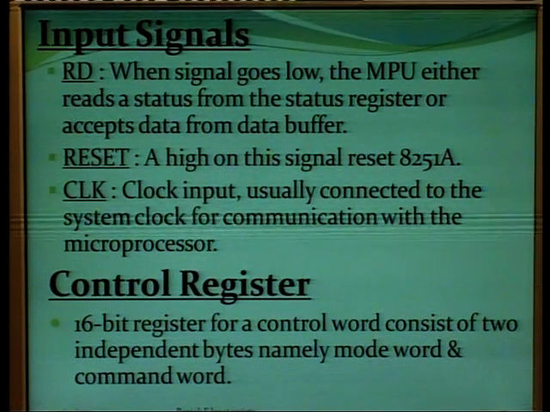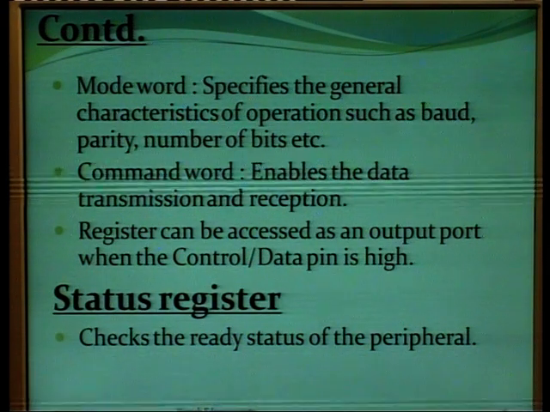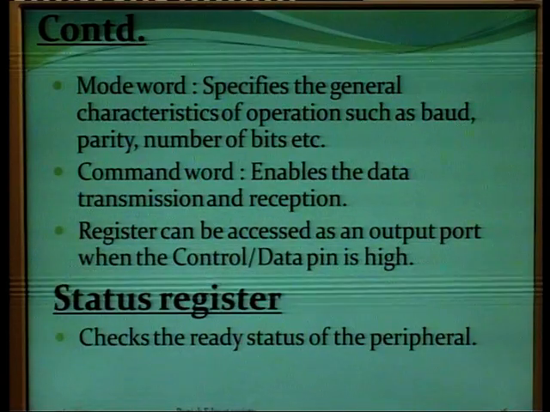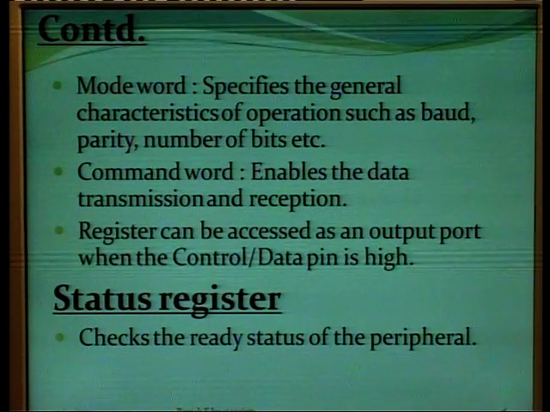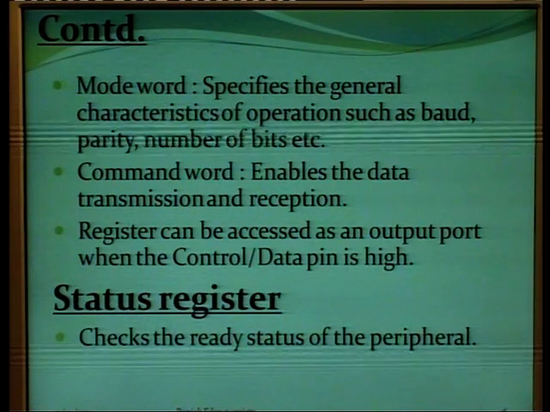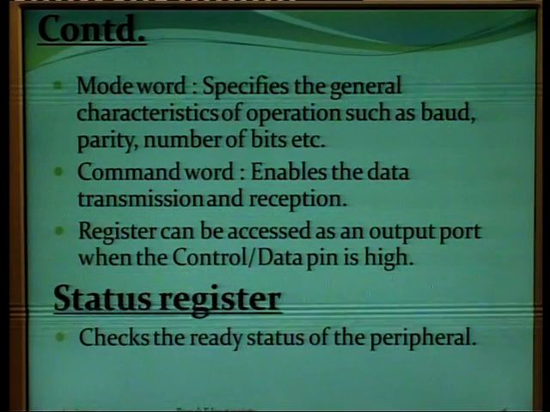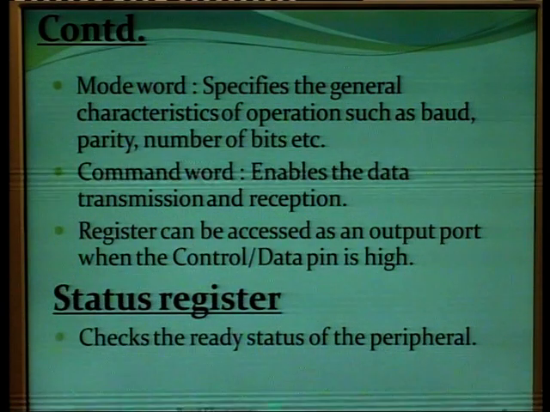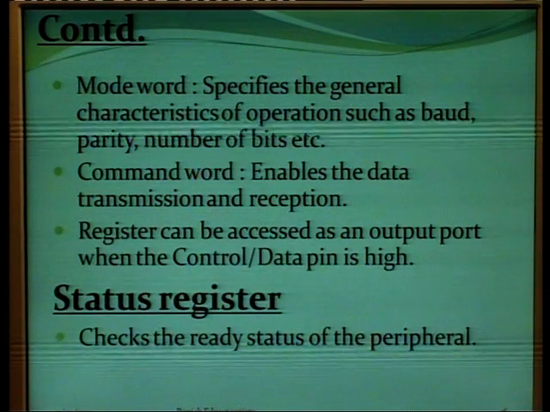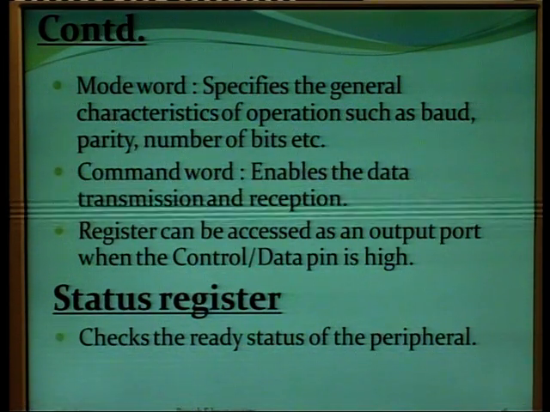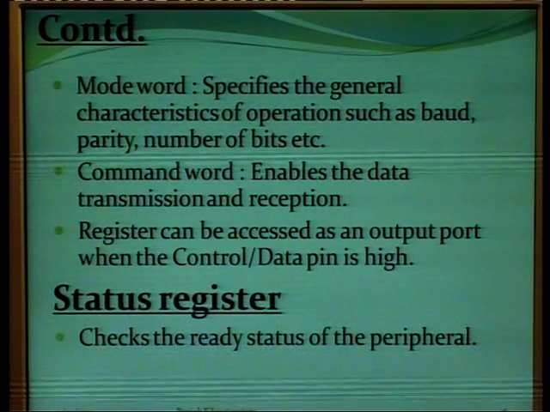Control register is a 16-bit register for a control word and consists of two independent bytes, 8 plus 8, that is mode word and command word. Mode word specifies the general characteristics of operation such as baud rate, meaning speed, parity, number of bits, etc. Whereas command word enables the data transmission and reception. A register can be accessed as an output port when the C/D pin is high.